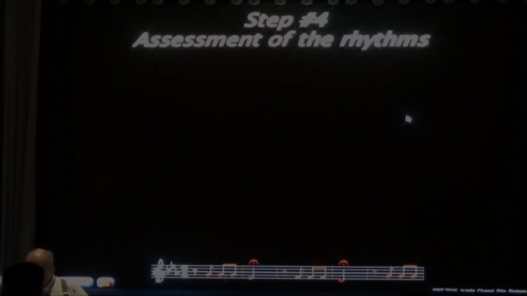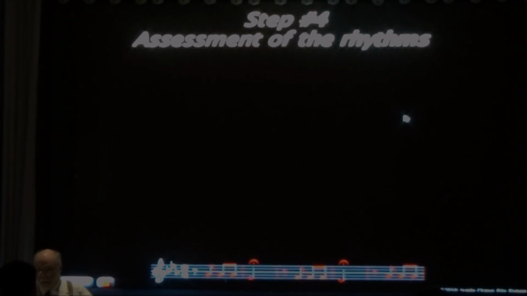And this is the assessment of the rhythm. So, for those of you who have a musical ear, what is the music here? What is the song? What is the tune? Be brave. No. Anyone? No one reads music here.